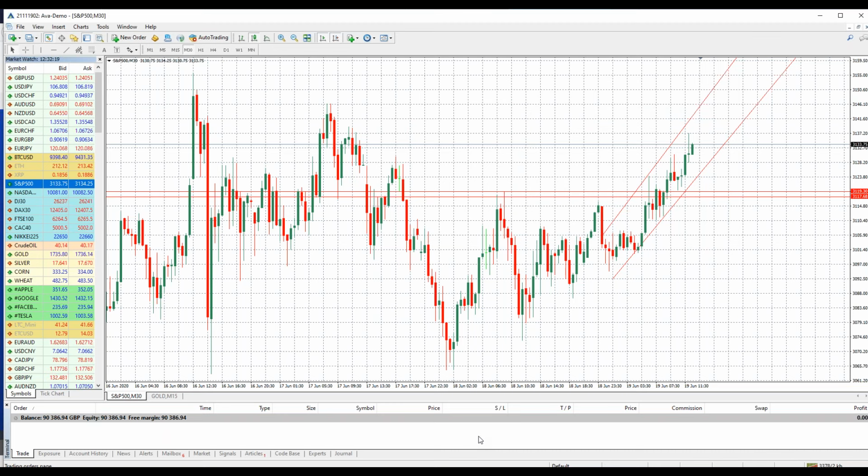And the pending order is not an opened trade, though. It only opens if it hits your at price. Okay, do you understand how to do that?